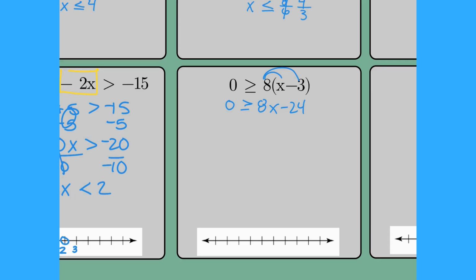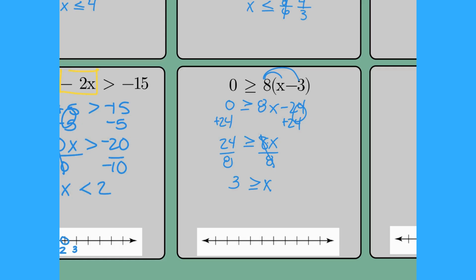So I've got to get rid of this minus 24. Opposite is plus 24 to make that 0. 0 plus 24 is 24. And then x is being multiplied by 8, so the opposite is to divide by 8. Be really careful at this step. Make sure that x comes straight down, the inequality comes straight down, and then here we divide, we get 3.